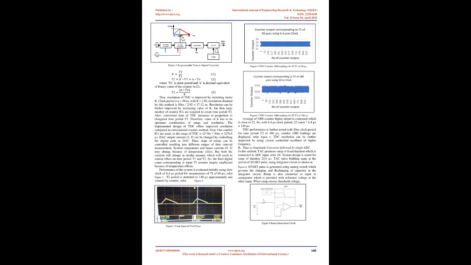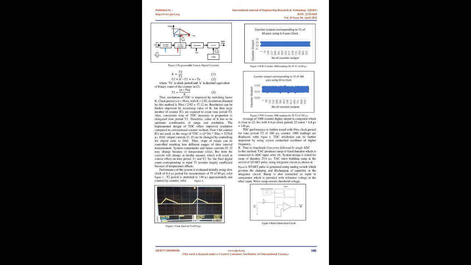Start pulse is generated using analog switch which governs the charging and discharging of capacitor in the integrator circuit. Ramp is also connected as input to comparator which is provided with reference voltage at the other input. When ramp crosses threshold voltage, comparator output goes high, which is treated as stop pulse. This is how stop pulse can be shifted on the entire duration of ramp by varying reference voltage to the comparator.